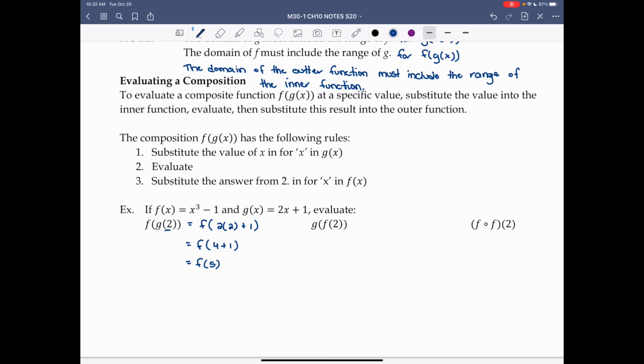And now this tells us to take the function f of x, which is x cubed minus 1, and sub in 5 for x. So we get 5 cubed minus 1, which is 125 minus 1, which gives us 124, which is our f of g of 2.